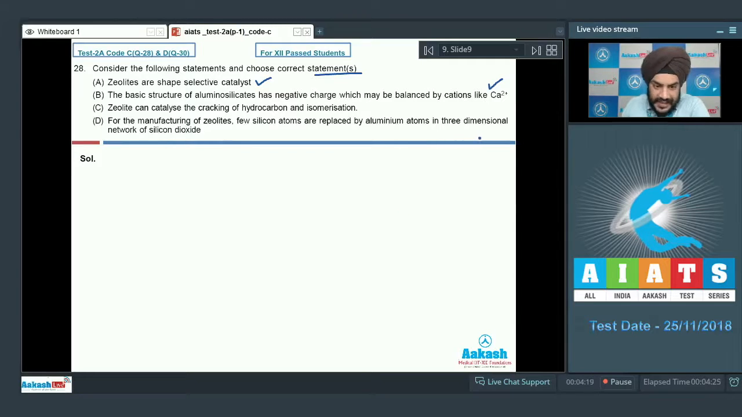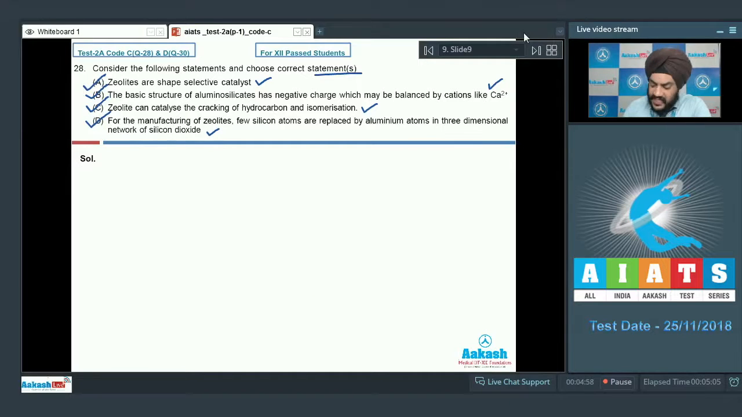Zeolite can cause the cracking of hydrocarbon and isomerization. This statement is also correct, students. It is a fact-based question. Let us look at option D now. For the manufacturing of zeolites, few silicon atoms are replaced by aluminium atoms in the 3-dimensional structure of silicon dioxide. So students, the zeolites are also called aluminosilicates. So obviously some silicon atoms have to be replaced by aluminium atoms in the structure. So students, all 4 of these options are correct. So we have to select all of them as the correct answer to question number 28.